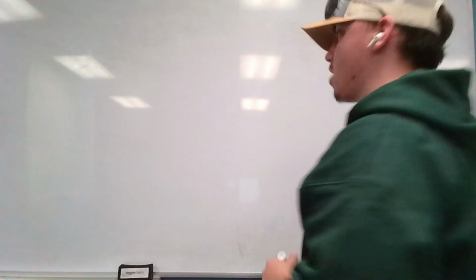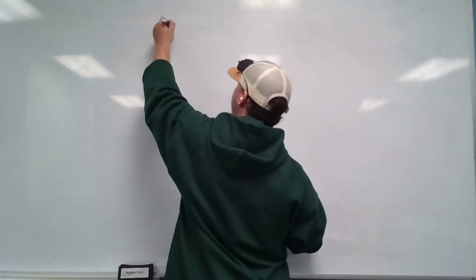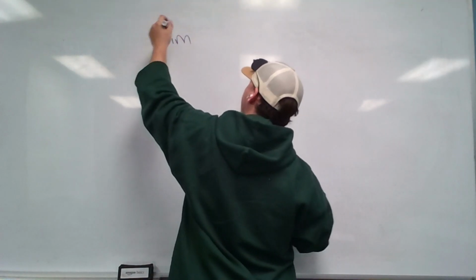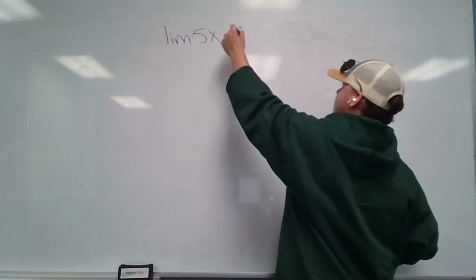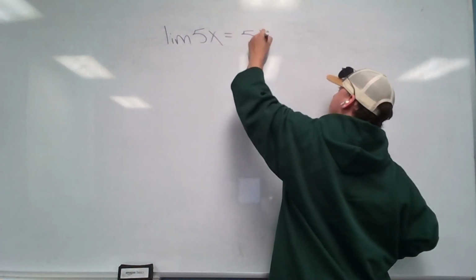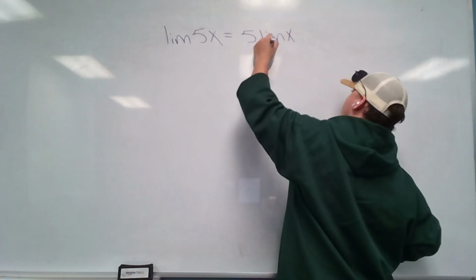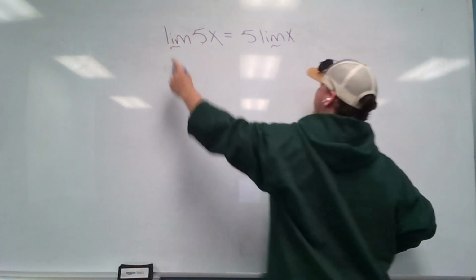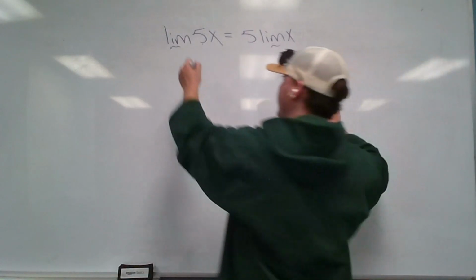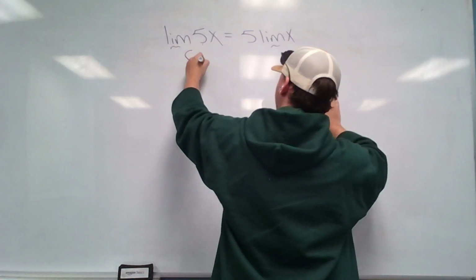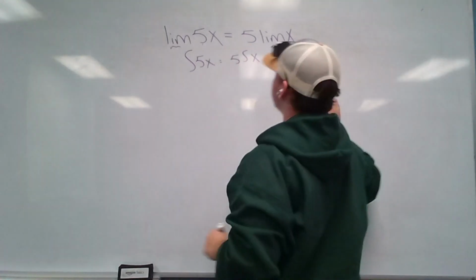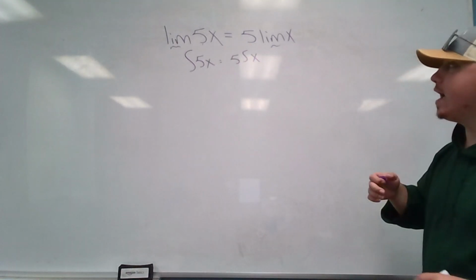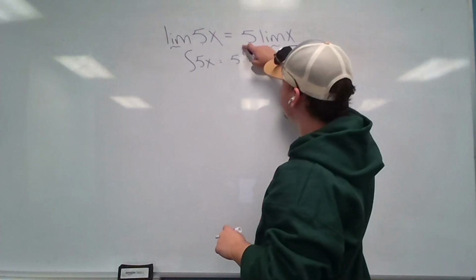The properties, I don't know their names, I'm just going to describe them. Let's say I have the limit of 5x. This is equal to 5 times the limit of x, regardless of what's underneath the limit. The same goes for integrals. The integral of 5x equals 5 times the integral of x. And yeah, that's the first property.